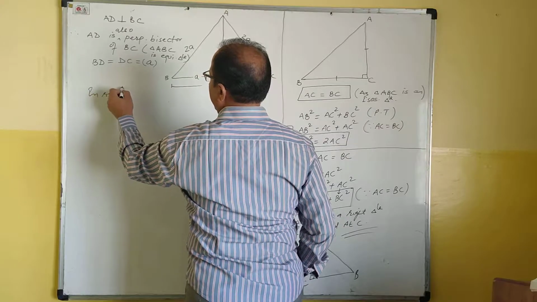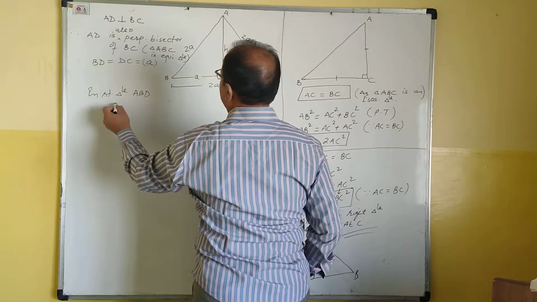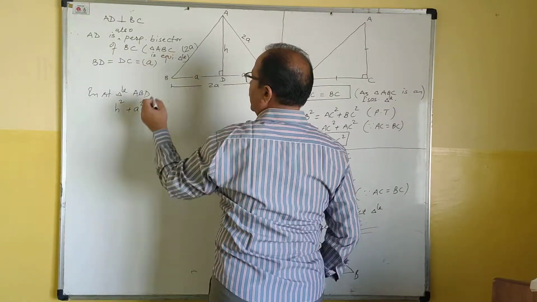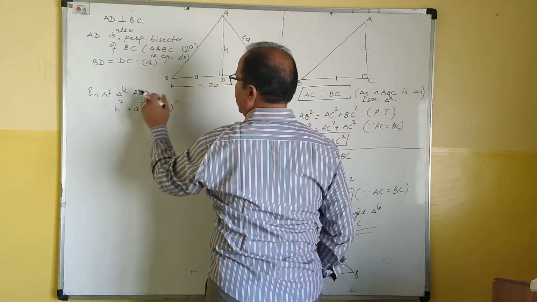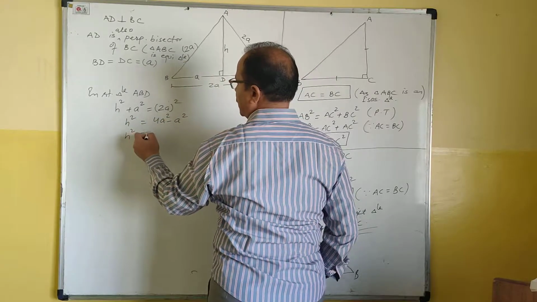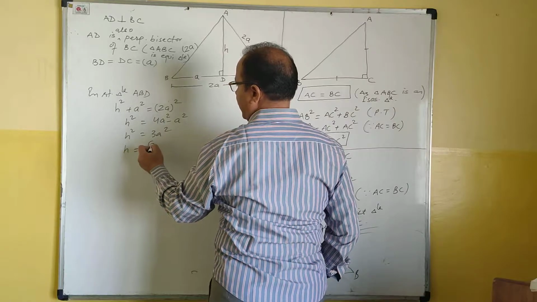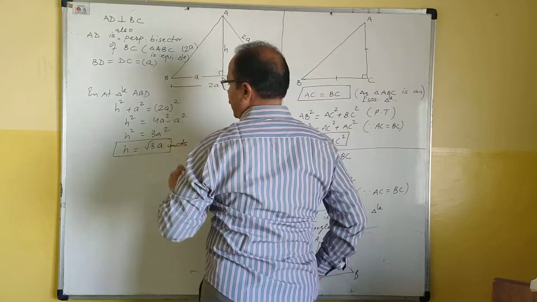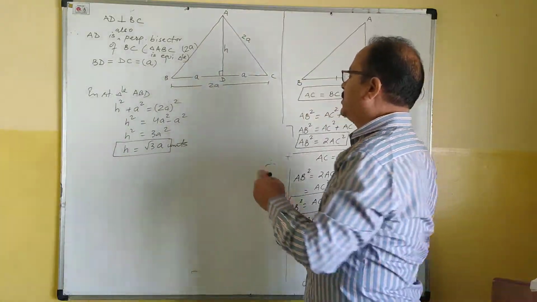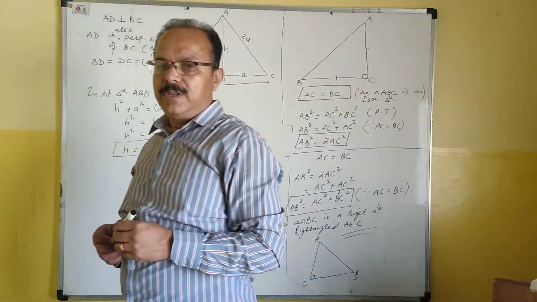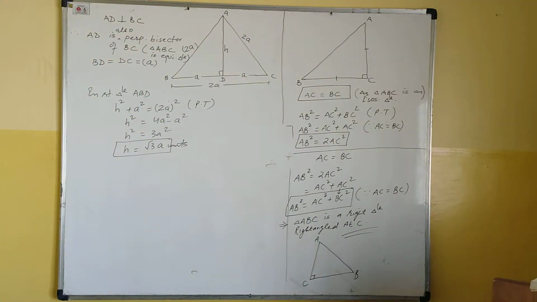Now in right triangle ABD, h square plus a square is equals to, this is 2a square, so h square is equals to 4a square minus a square, h square is equals to 3a square. So the value of the altitude will be √3a units. In this way, we have used Pythagoras theorem, and by using Pythagoras theorem we can prove it like this.